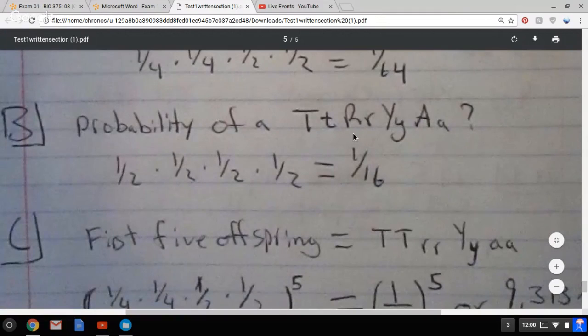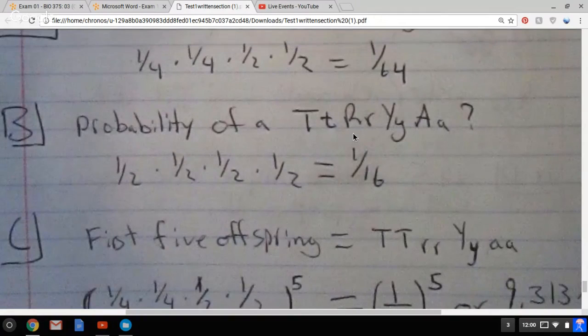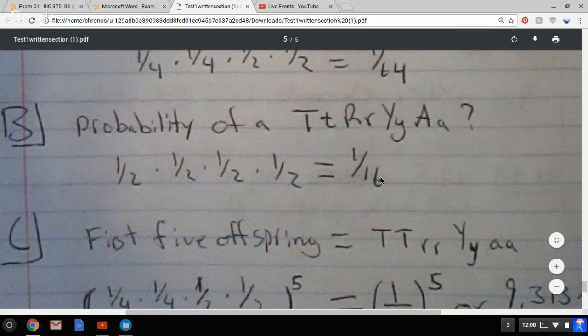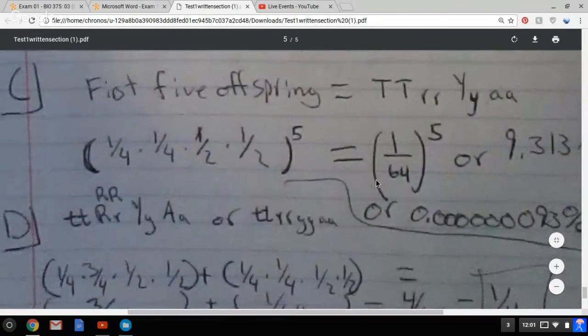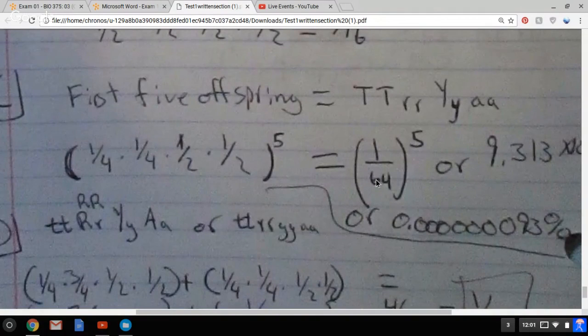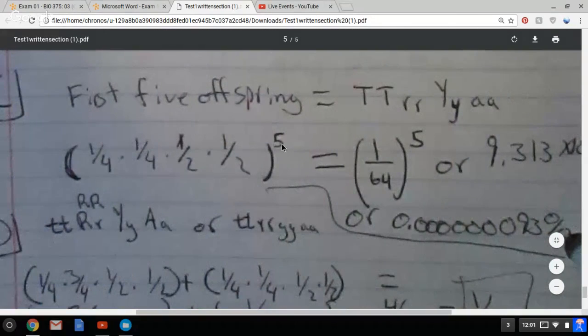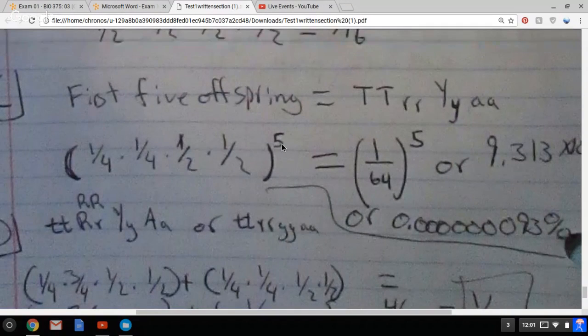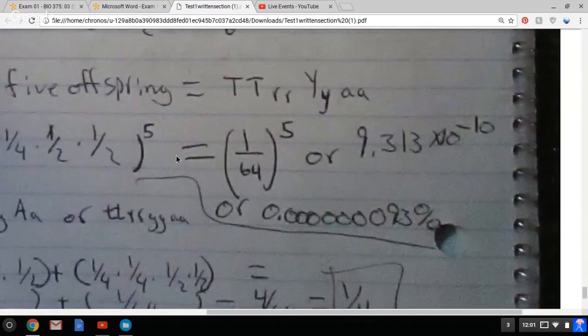And then they wanted the probability of a totally heterozygous individual, and I just used my table and calculated it through to get 1/16. And the next question is, what is the probability that the first 5 offspring will have this particular genotype? I take the probabilities from my table, and then raise it to the 5th because it's going to be timesing it by itself 5 times. And here's my answer right here.